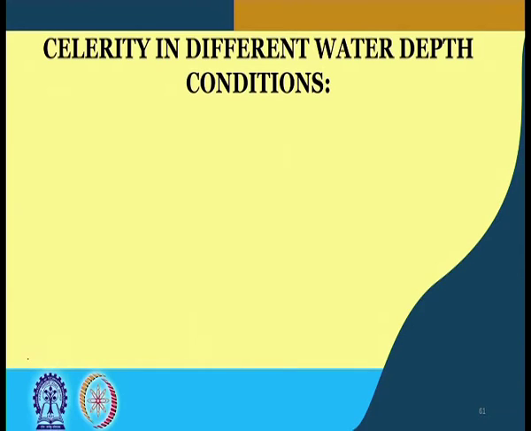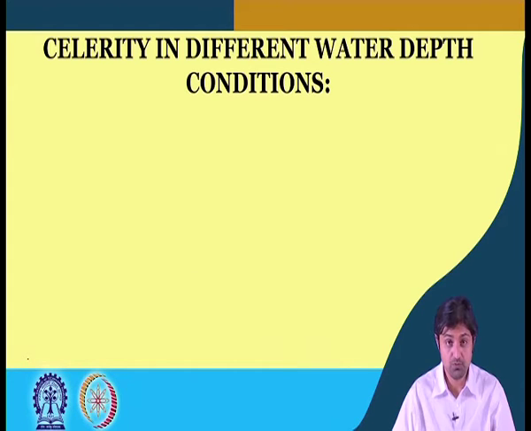Welcome back, students, to the fourth lecture of this final module about inviscid flow. We were deriving the equations of velocity potential here. To proceed forward, we have already derived the dispersion relationship.